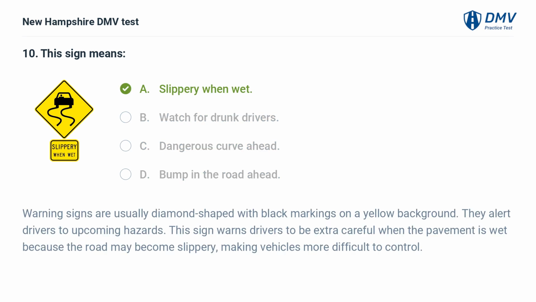A. Slippery when wet. Warning signs are usually diamond-shaped with black markings on a yellow background. They alert drivers to upcoming hazards. This sign warns drivers to be extra careful when the pavement is wet because the road may become slippery, making vehicles more difficult to control.